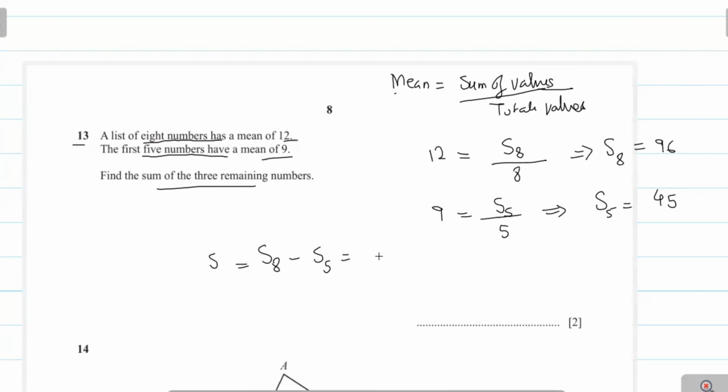Therefore, we can write here 96 minus 45, this will be equal to 51. And 51 is the sum of the last 3 numbers. This is the answer.